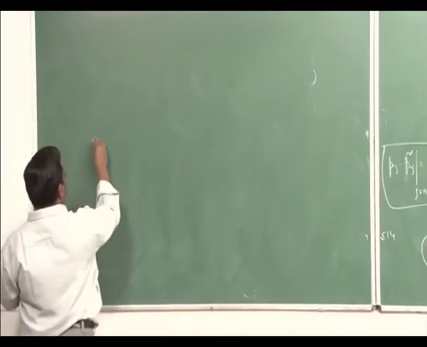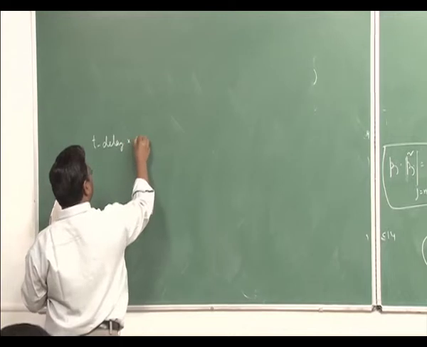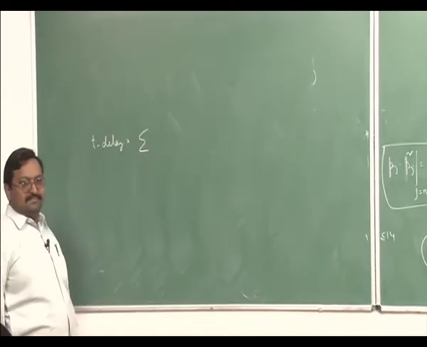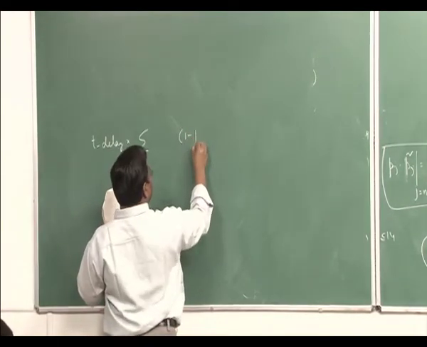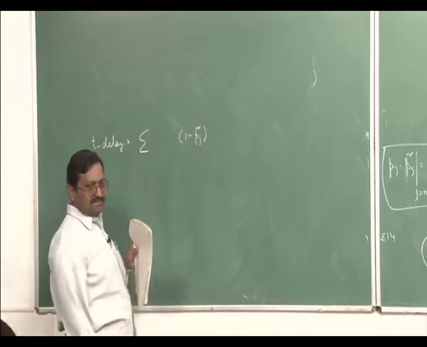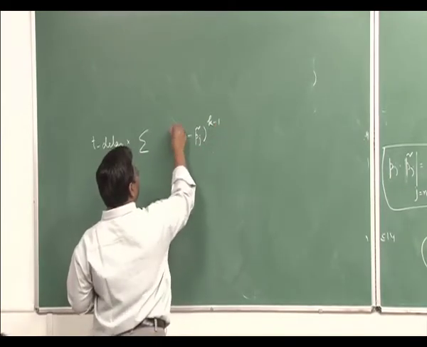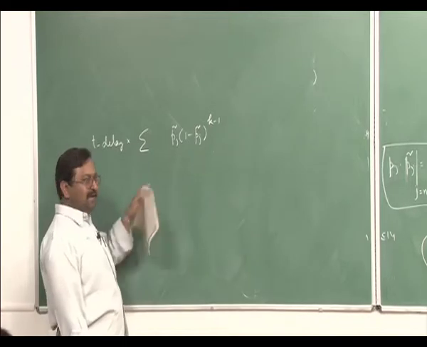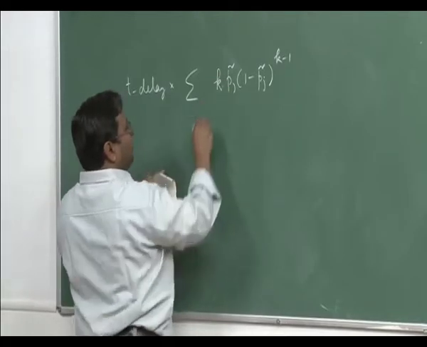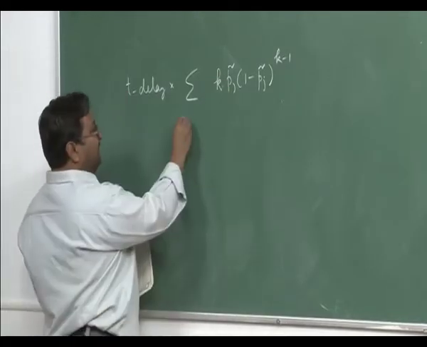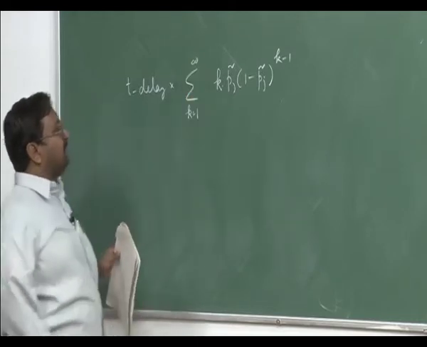So what you can do is, t delay multiplied by summation of, in each stage, the probability of its not going out is this. This happens for k minus 1 times. Then it goes out with this probability. So it means the packet is going to suffer k delays in a stage. This is the average value. I am looking at the average estimate, and k can go from 1 to infinity.